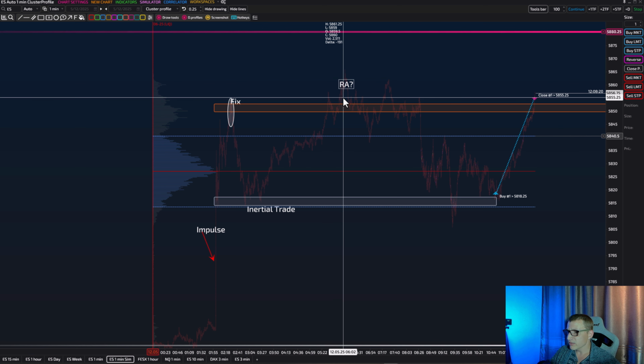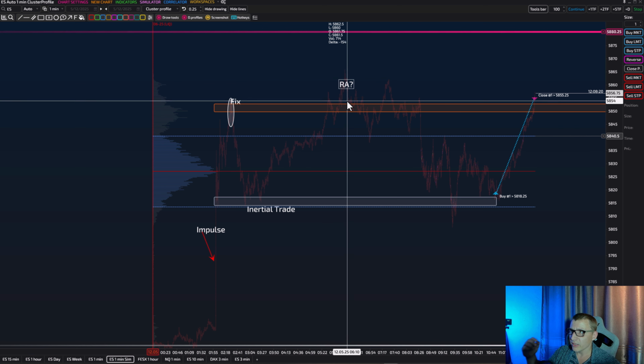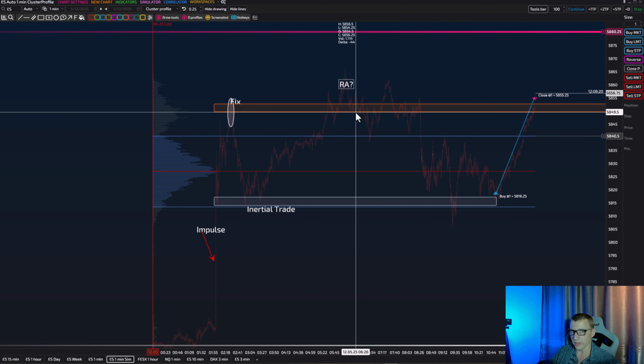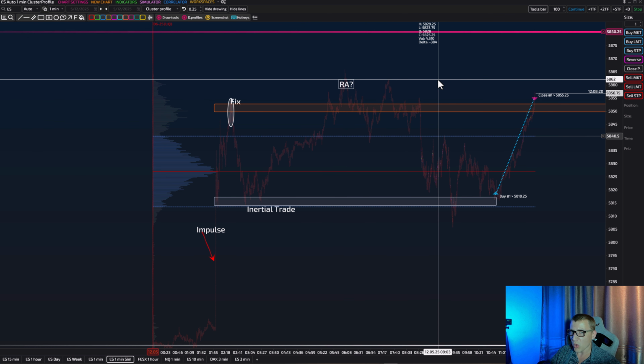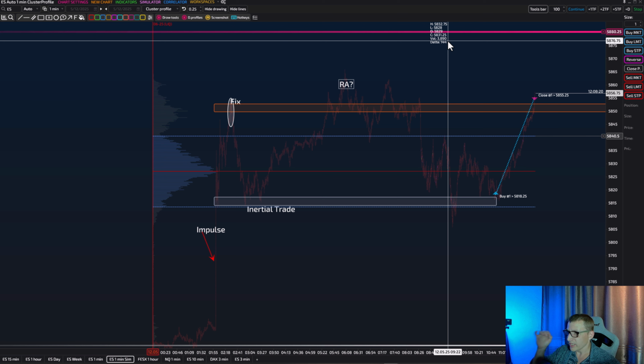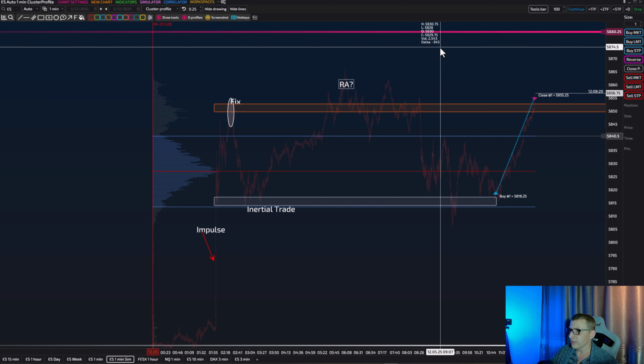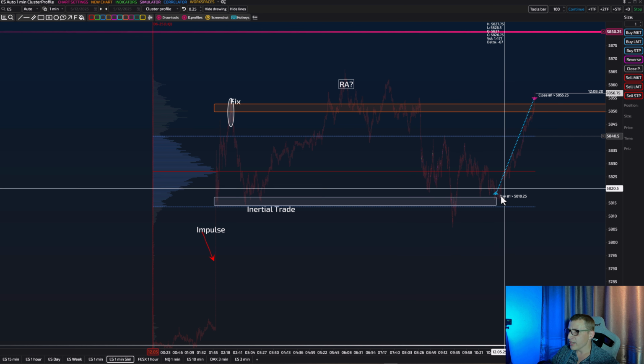We have a seller's responsive activity. We don't trade it. We don't sell here. Why? Because once again, our priority is buy. We are looking for buys, nothing else. Next, what do we see next?